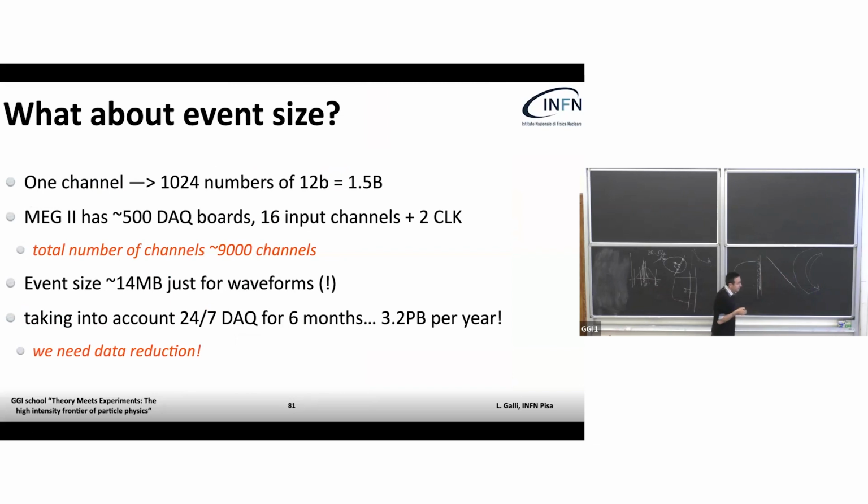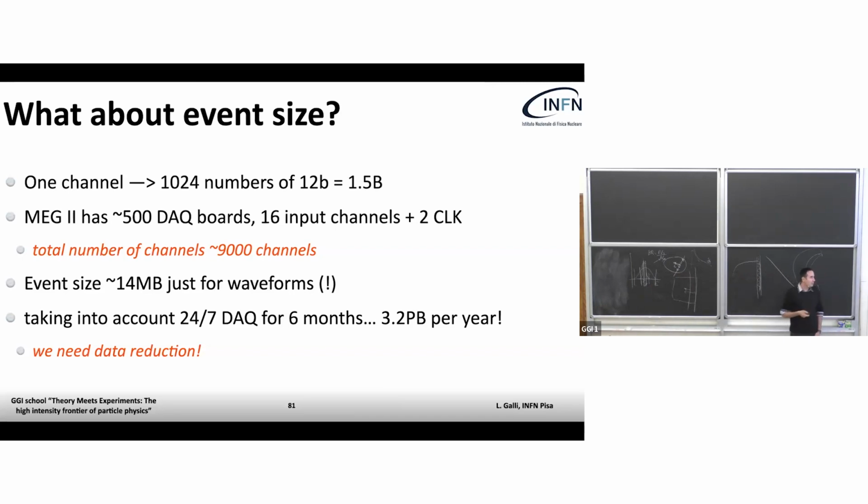And MEG2 has about 500 of these DAQ boards. Each one has 16 input channels plus 2 clocks. I have no time to tell you why the clocks are there, but it's just to have the best timing possible with this scheme. And so the total number of channels is now 9,000, okay? If you sum it all together, the event size is finally about 14 megabytes, and this is only for the waveforms. One event is not only the waveforms, there is some auxiliary information that is not that large, but this is just for waveforms, okay?